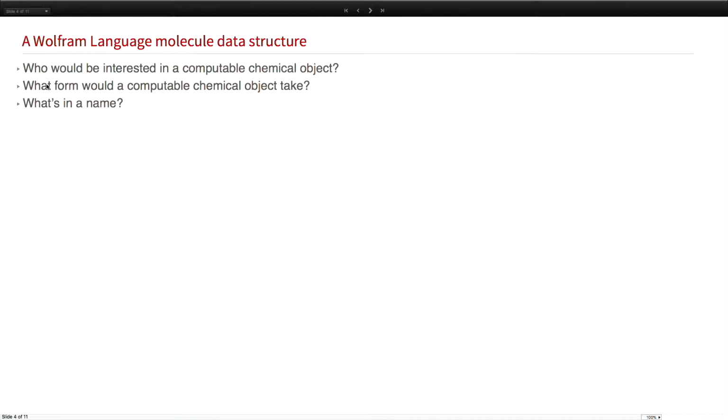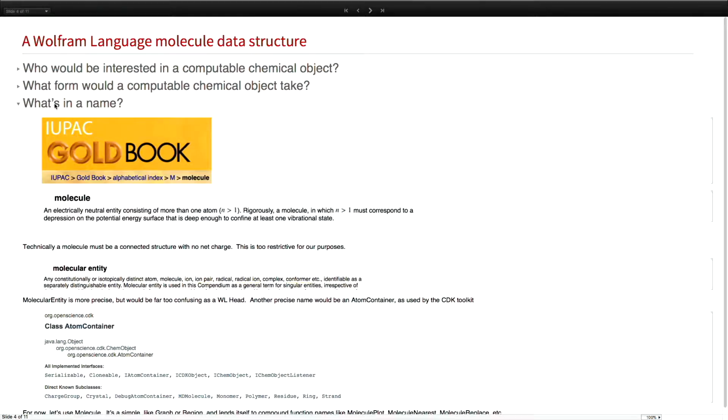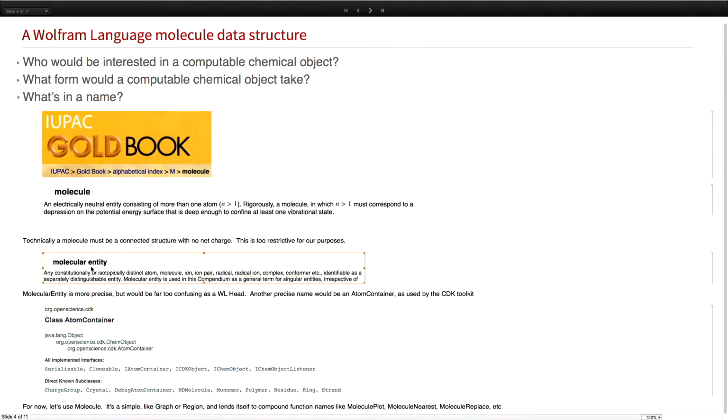So that's what it might look like. What might you call it? The thought is to call it a molecule. You could say, hey, that doesn't work because the IUPAC defines a molecule as something that is connected. There can't be any disconnected pieces, and it can't have a charge, which is a little too restricted for us. If you go to the IUPAC, they have a molecular entity, which is any constitutionally or isotopically distinct atom, molecule, ion pair, radical, and so on.